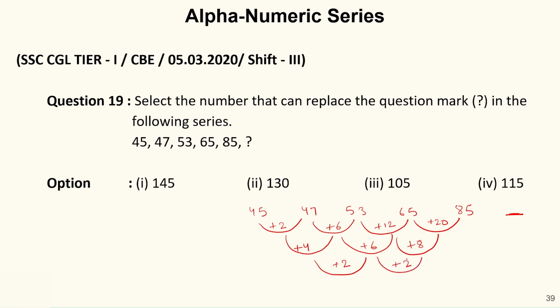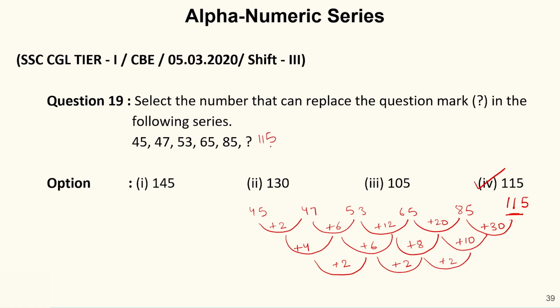So now I have found the logic. So after this, I'll increase it by how much? After this, I'll increase it by 2 again. So that will give us plus 10. And if I increase 20 by plus 10, that means that I have to increase this number by 30. So if I increase 85 by 30, I'll get 115 as my answer, which is option number 4.